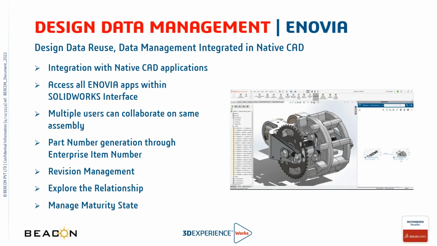Now, in the data management, we saw how all the apps present on ENOVIA are integrated inside the SOLIDWORKS window itself, so that the user will not have to leave the SOLIDWORKS window. And also, how we can set the unique identification number and see the relations of the different parts, assemblies and sub-assemblies. Also, the revision management of parts as well as assemblies and drawings can be done. And with maturities, we can put in approval processes, or we can release the documents to manufacturing with ease.